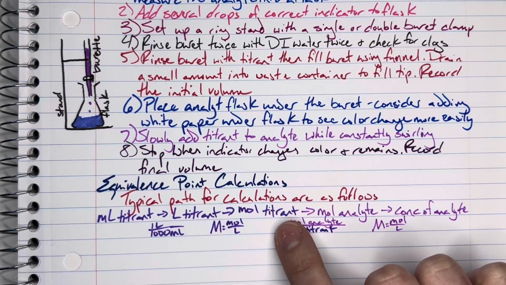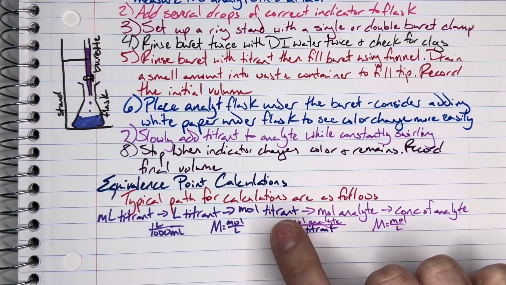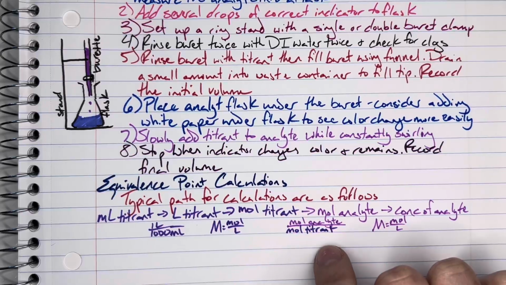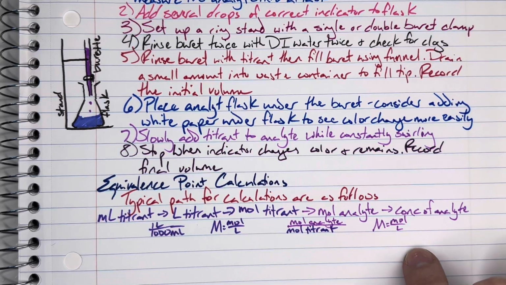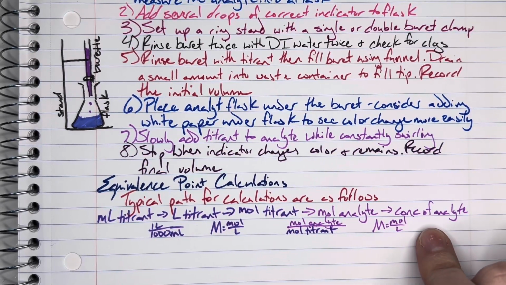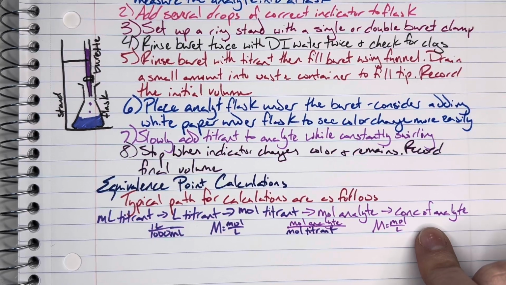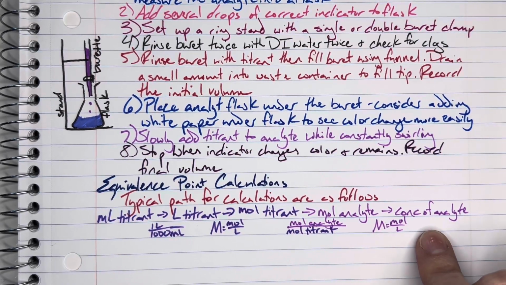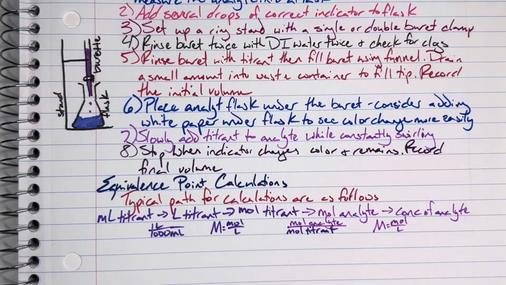And then you will be able to convert from moles of titrant to moles of analyte, utilizing the mole-to-mole ratio. And then finally get to the concentration of the analyte based off of the initial volume that you had for your analyte.